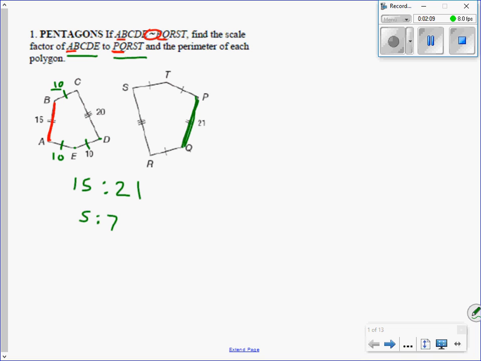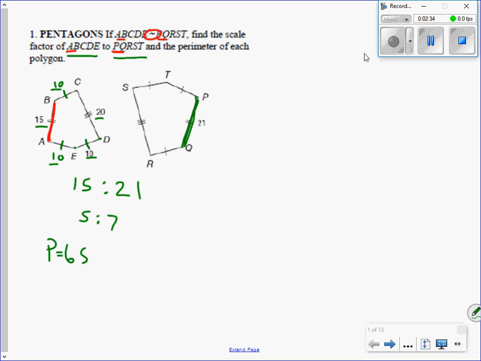So we have 1, 2, 3, 4. We have all 5 sides of A, B, C, D, E. So we add them up, you get 20, 30, 40, 50, 65. So the perimeter of the first one is 65. We go to the second one.